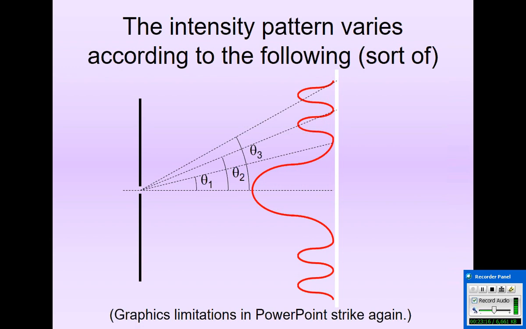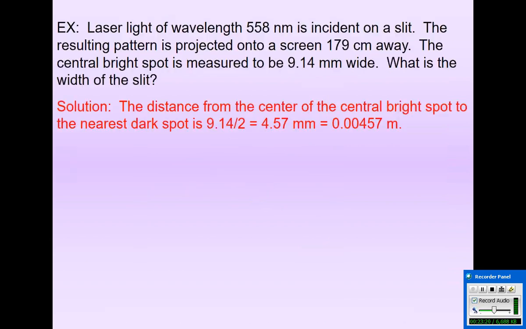So I'm actually interested in half of that entire length. I want to take the width of the entire central bright spot and divide it by 2. That's going to be the distance from the center of the central bright spot to the dark spot in question. And since we are talking about the dark spot immediately adjacent to the central bright spot, that implies m equals 1.